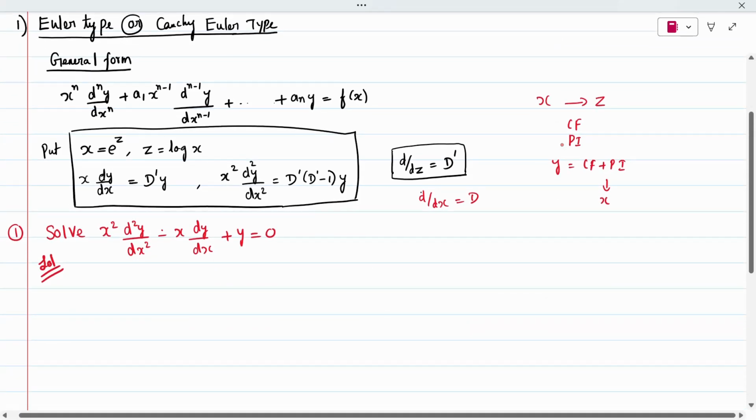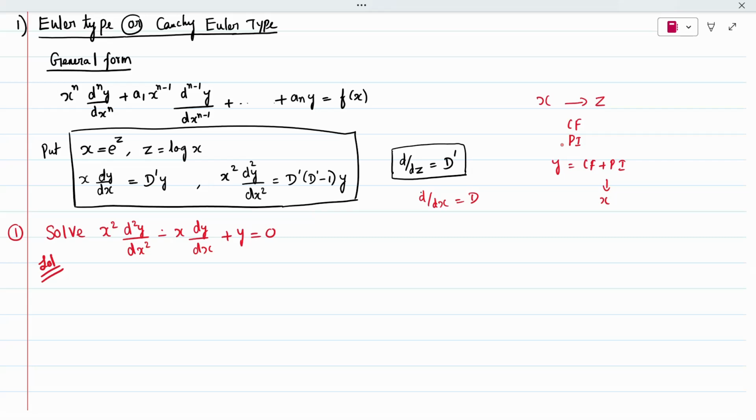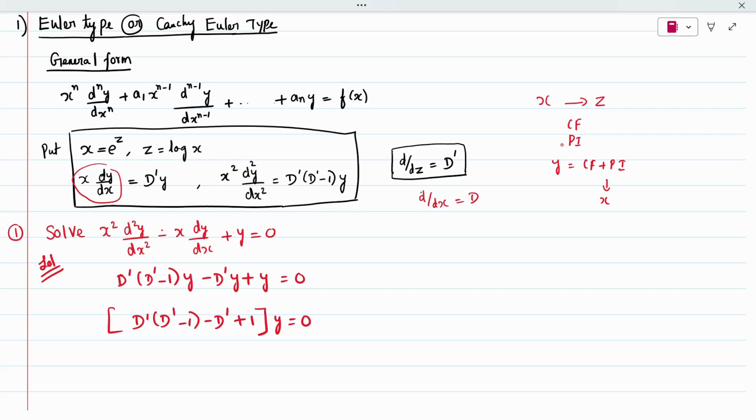x squared d squared y/dx squared minus x dy/dx plus y equals 0. First I will write it in short form, and in short form I have to write it as per this, so I have to use both of these. x squared d squared y/dx squared is nothing but d'(d' minus 1) y, minus d' y, plus y equal to 0. y is common everywhere, so d'(d' minus 1) minus d' plus 1, into y, equal to 0.